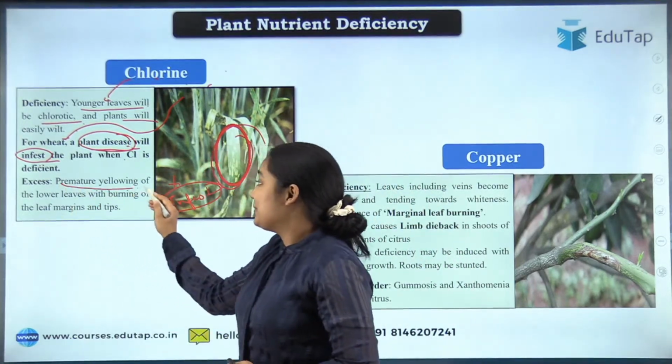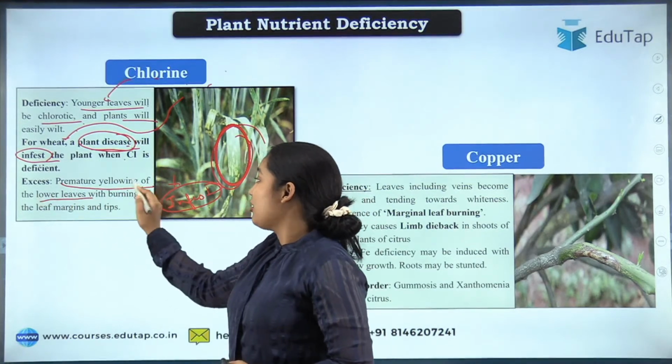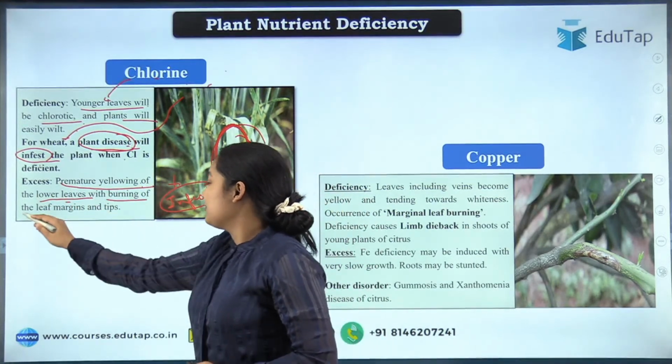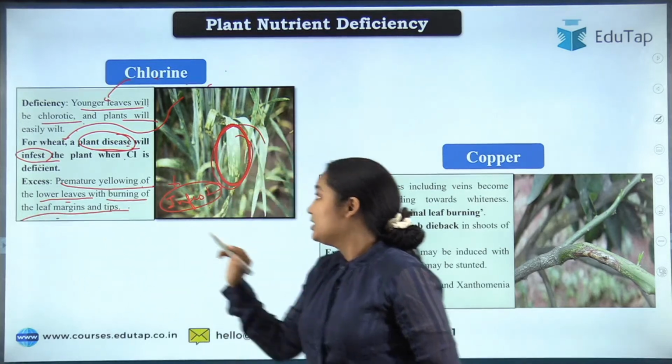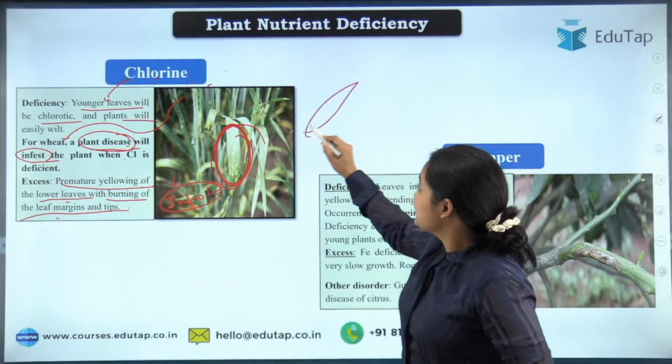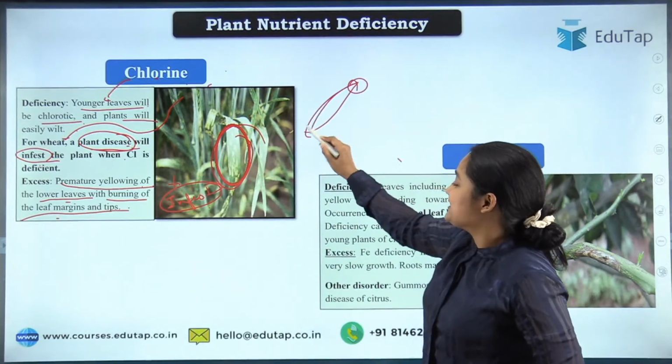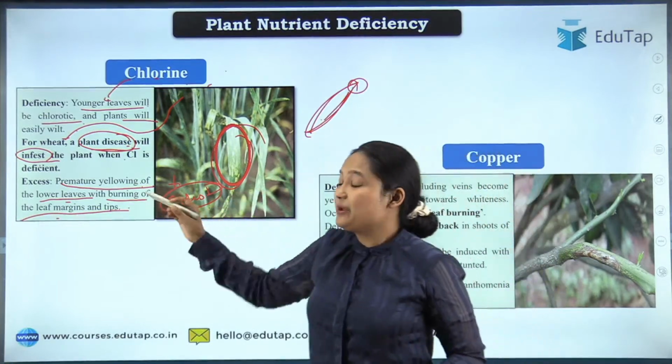Then, in excess, what will happen? Premature yellowing of the lower leaves with burning of the leaf margin and tip. Again, I have told you, this is the leaf, this is the tip, and the sides are the margin, and they will start a burning-like structure.